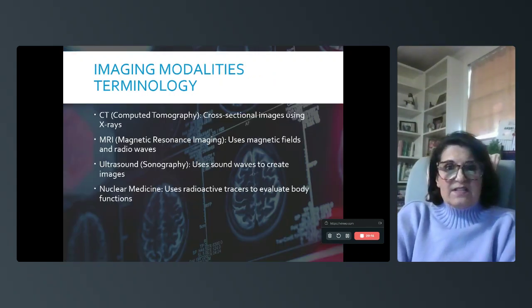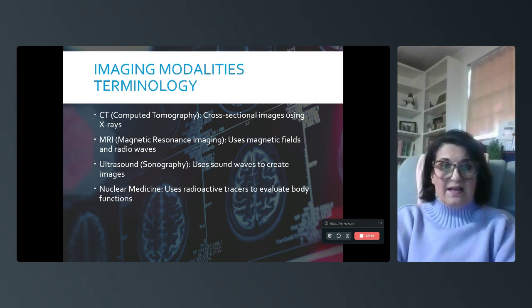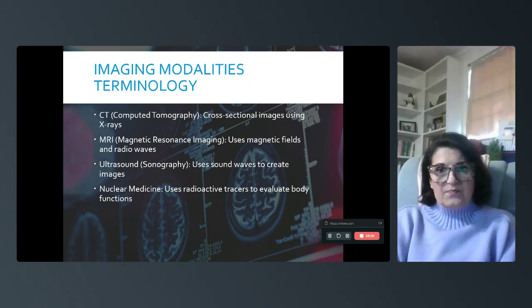These are different types of imaging that are used. So CT, which is computed tomography, those are cross-sectional images that use X-rays. MRI, magnetic resonance imaging, uses magnetic fields and radio waves. So this is how they view.